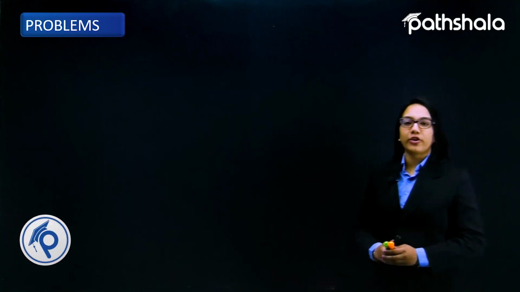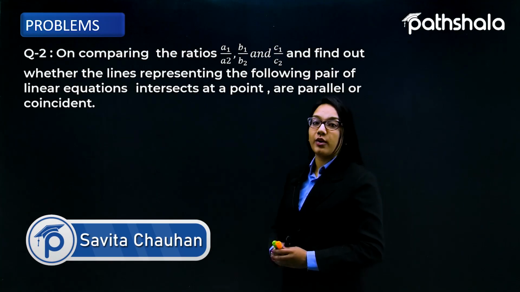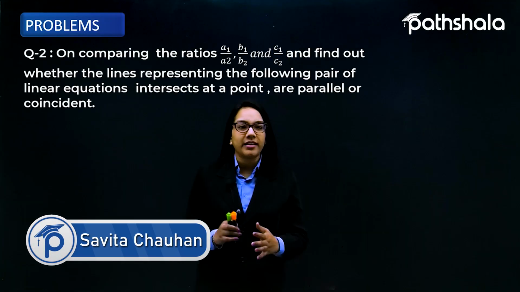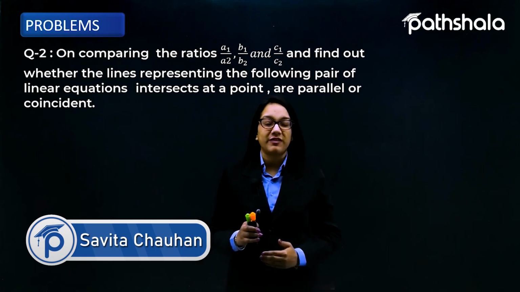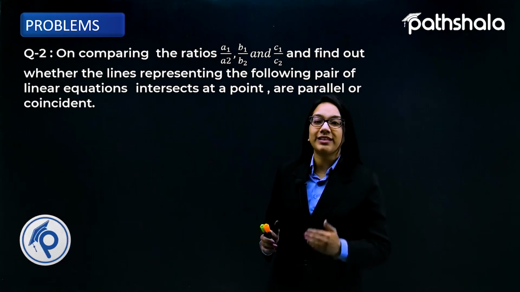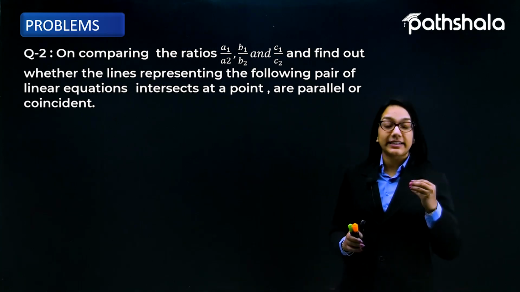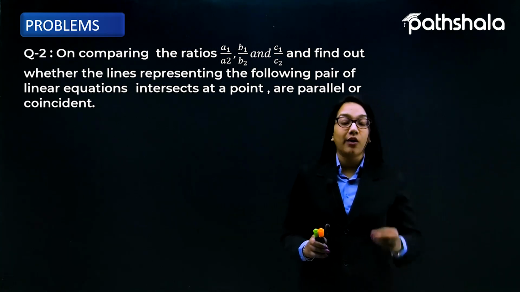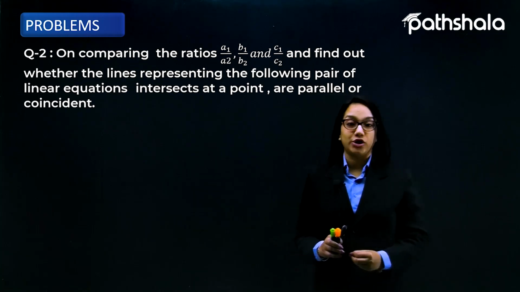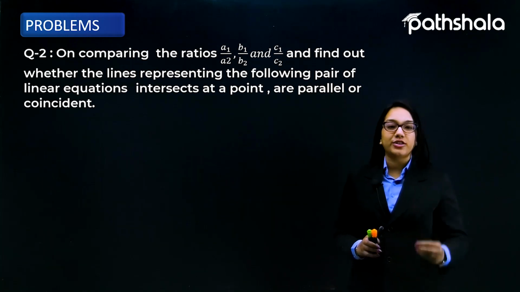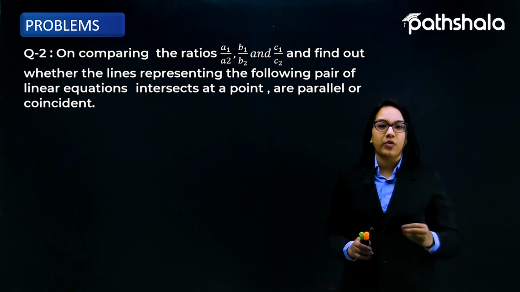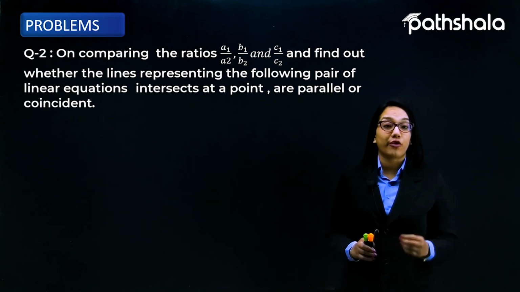Now let's move on to question number 2. It says, on comparing the ratios a1/a2, b1/b2, c1/c2, find out whether the lines representing the following pairs of linear equations intersect at a point, are parallel, or are coincident. So using the table of algebraic interpretation, we are going to tell the nature of the pair of linear equations.